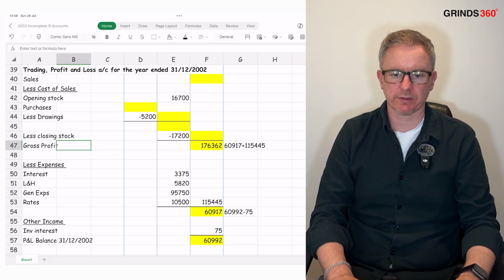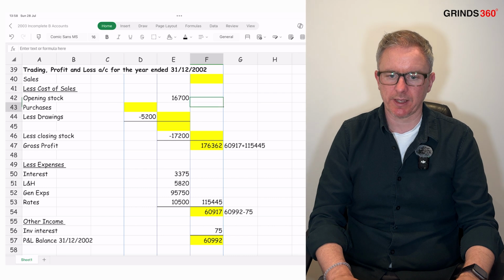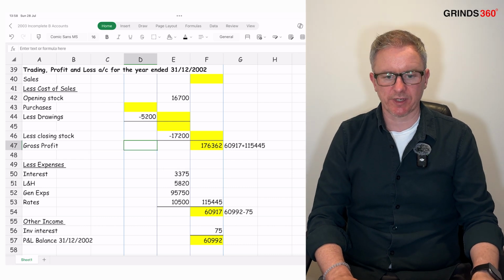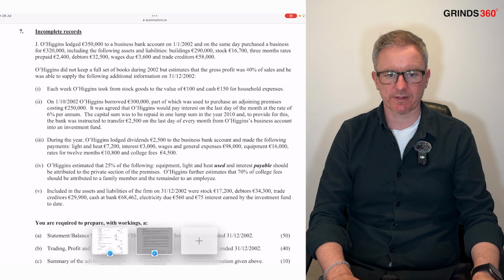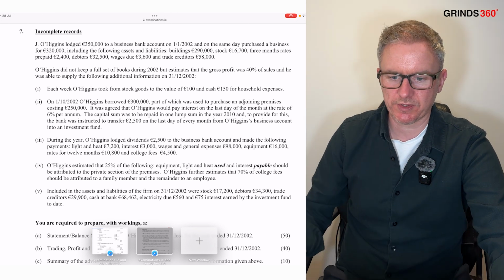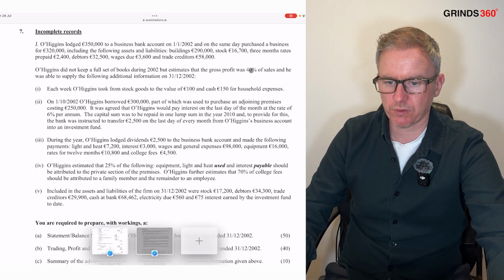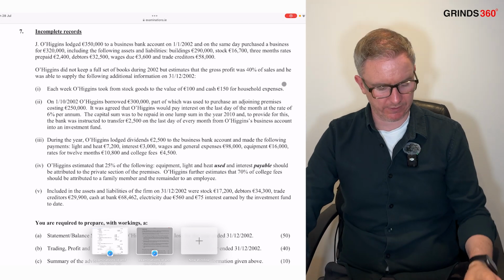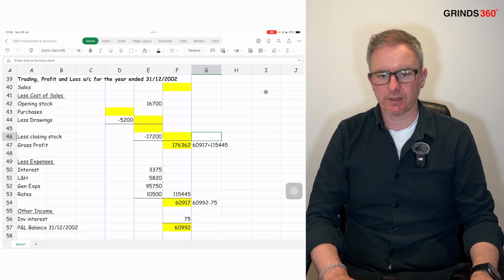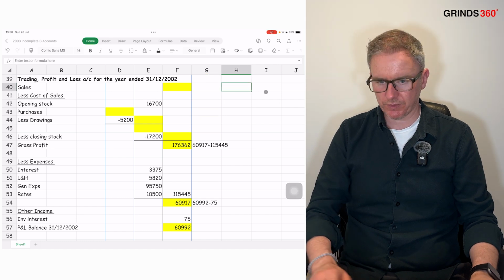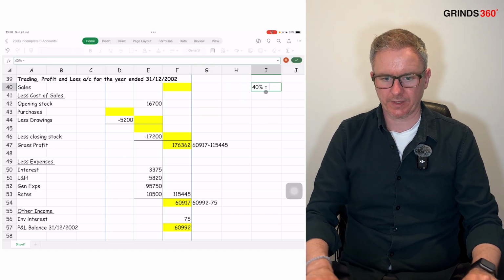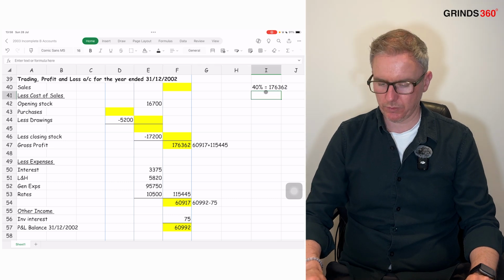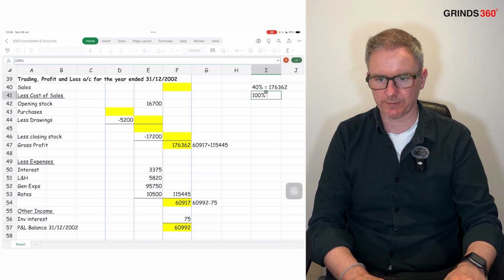If it was a minus, we'd call it a gross loss. So how do we get to the next part then? How do we figure out what the cost of sales figure is and what the sales figure is? So you need to go back to the question, and this is where you need to be really familiar and well practiced on the questions. They've told us in the question that the gross profit was 40% of sales. So the gross profit is 40% of the sales figure. So our sales figure is going to be 100%. So if 40% is equal to 176,362, 100%, what is that going to be equal to?